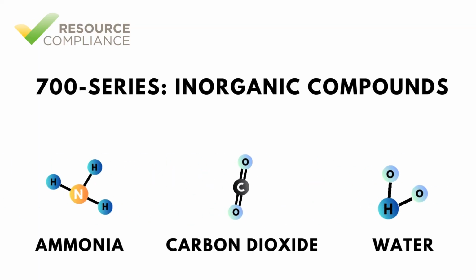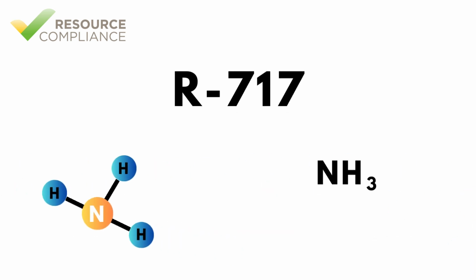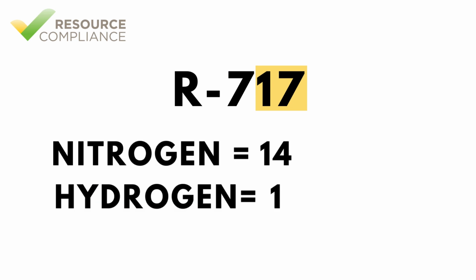The 700 series is for inorganic compounds such as ammonia, carbon dioxide, and water. In this series, the 7 in the hundreds place simply identifies the refrigerant as an inorganic compound. The final 2 digits are the molecular weight of the compound. For example, ammonia is refrigerant number R717. The first 7 indicates that it is an inorganic compound, meaning it has no carbon-hydrogen bond. The 17 is the molecular weight of ammonia, which has the chemical compound NH3.